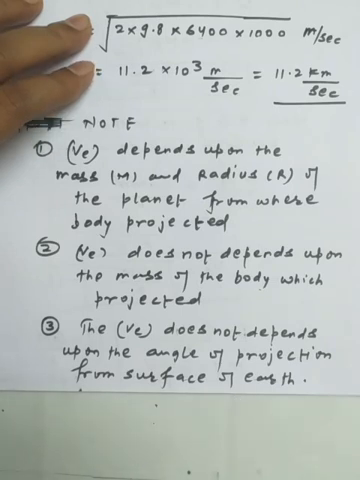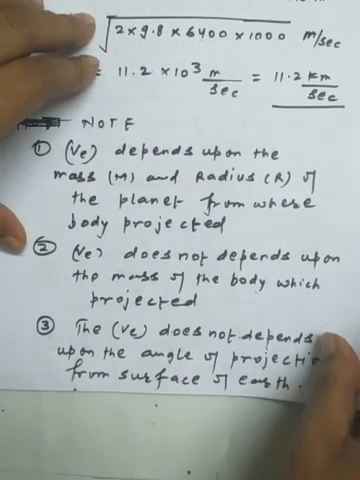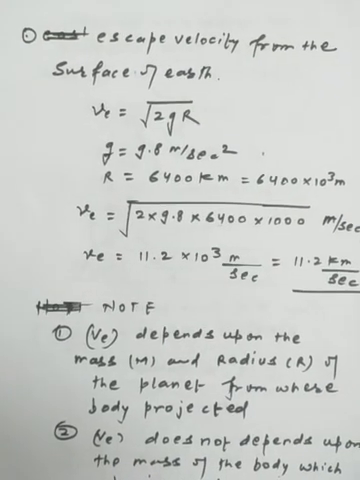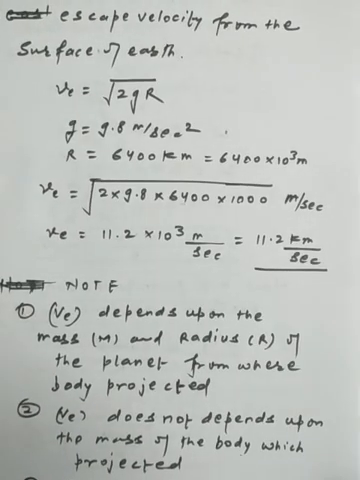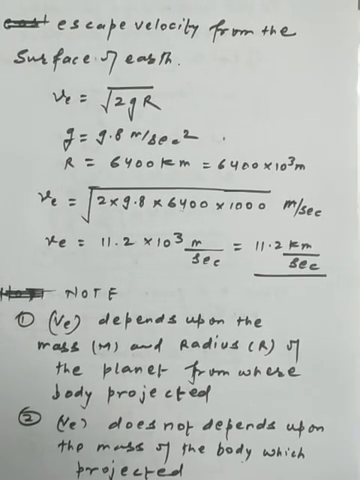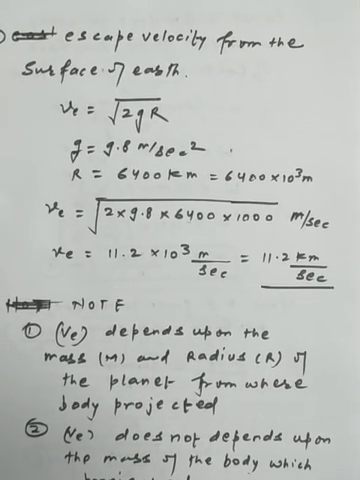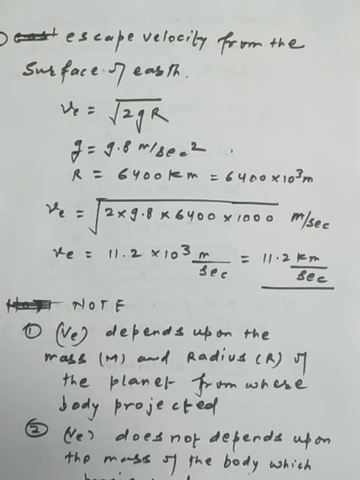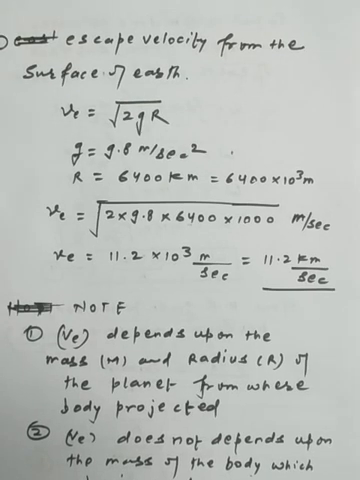So this is all about the escape velocity. Today we have discussed the concept of the escape velocity, the minimum velocity required to escape an object from the gravitational field of the earth, and the standard escape velocity from the surface of the earth is 11.2 kilometer per second. We will discuss the numericals also in the coming lectures.